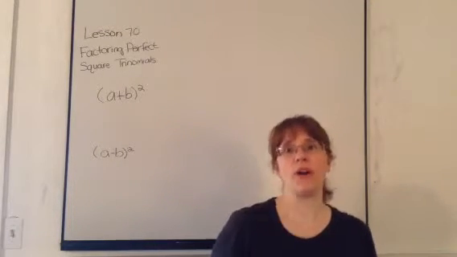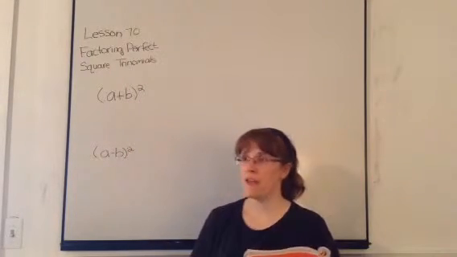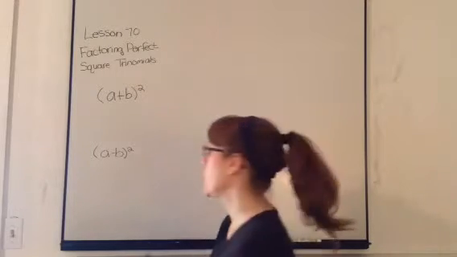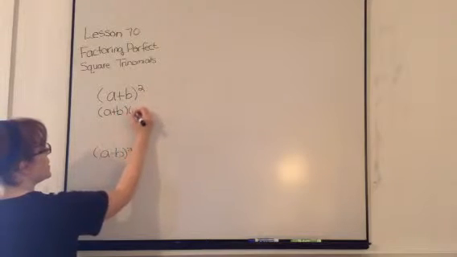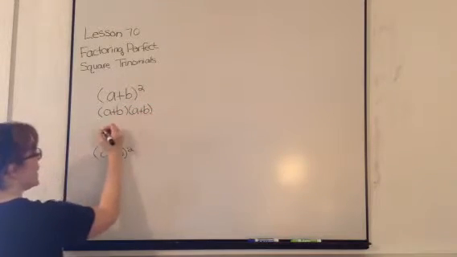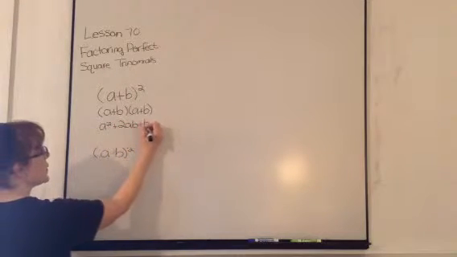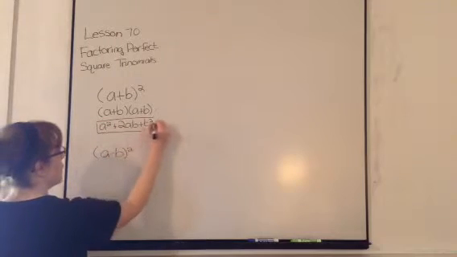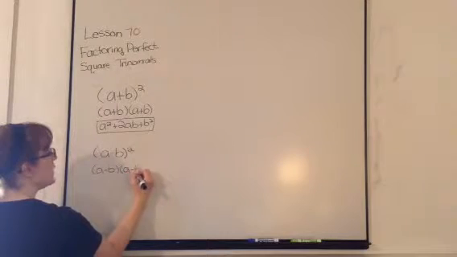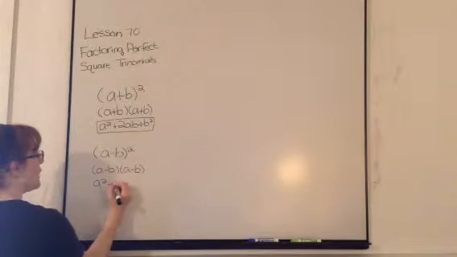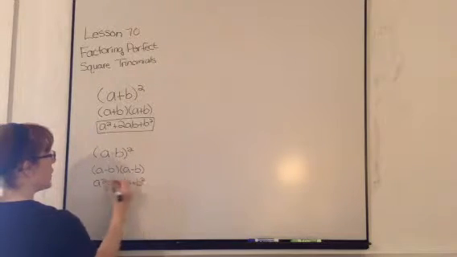Back in lesson 64, we became familiar with a plus b squared and a minus b squared, and that they have some special patterns when we're working with these. So if you recall, a plus b squared is the same as a plus b times a plus b. And if we multiply that out, we get a squared plus 2ab plus b squared. And then a minus b squared is the same as a minus b times a minus b. And when we go ahead and do the math on that, we get a squared minus 2ab plus b squared.